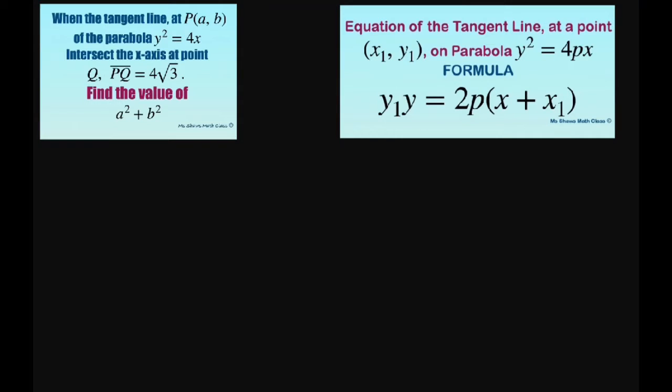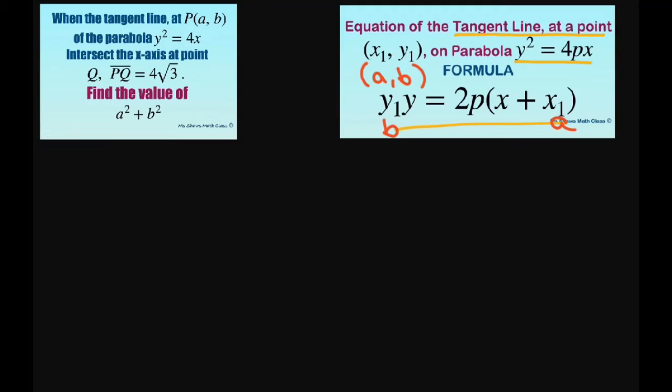All right, so we're going to use this formula for the equation of a tangent line at a point on this parabola. The only thing is we don't have x sub 1 and y sub 1. We have a, b. So I'm going to substitute my y sub 1 for b and my x sub 1 for a.